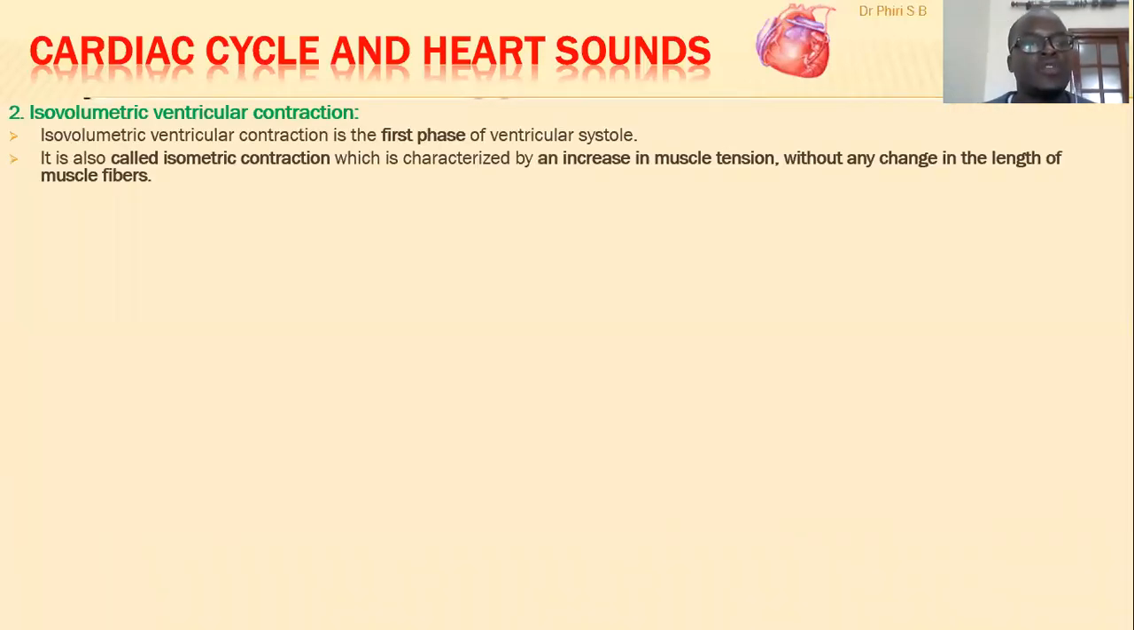So now let's look at isovolumetric ventricular contraction. Like I said, it is the first phase of ventricular systole, meaning that it's the first phase during the contraction of the ventricles. It is also called the isometric contraction, which is characterized by an increase in muscle tension without any change in the length of muscle fibers. So isovolumetric ventricular contraction is also referred to as isometric contraction.